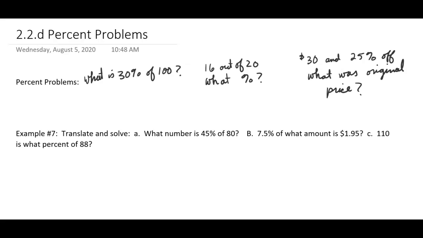So in working percent problems, there's three parts. There's the percentage, there's the number you're taking the percent of, and then there's what that equals, okay? So you have a percentage of, or times, some number, and it equals another number, equals something, okay? Well, let's do some examples and that will help.